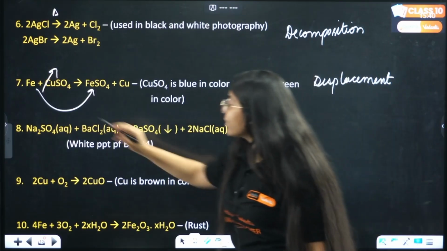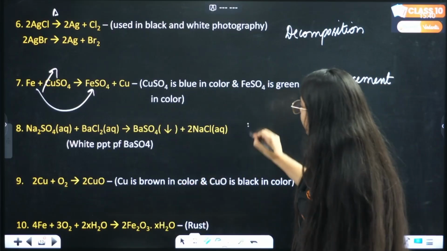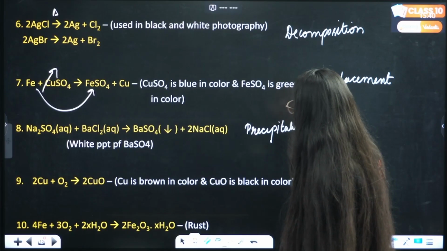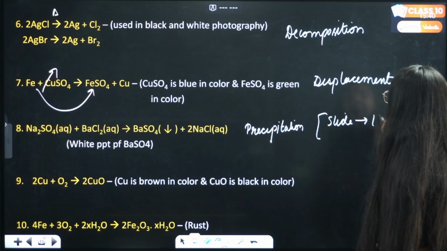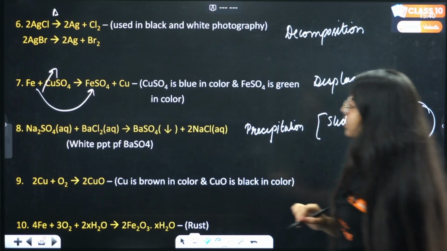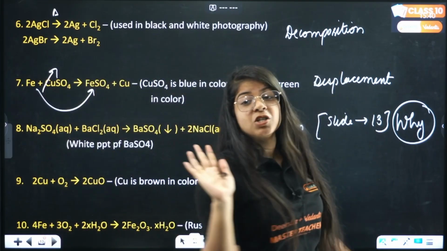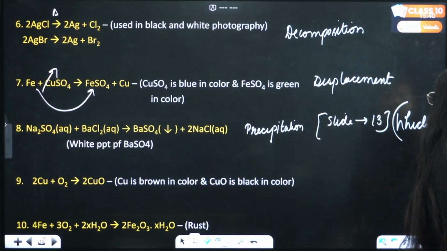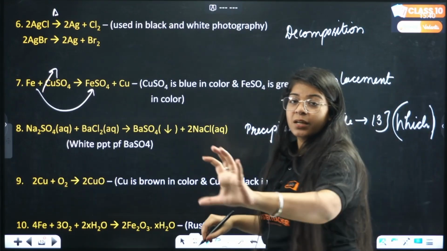Understood? Then we have Na2SO4 plus BaCl2. Again, a very famous reaction. Precipitation reaction. Why is this called a precipitation reaction? You comment down. This is slide number 13. And you comment down why we get a precipitate, or which reaction is this: displacement, double displacement, decomposition, combination. Your question is, which reaction is this? Slide number 13. You have to write the answers like slide number 13, this reaction.